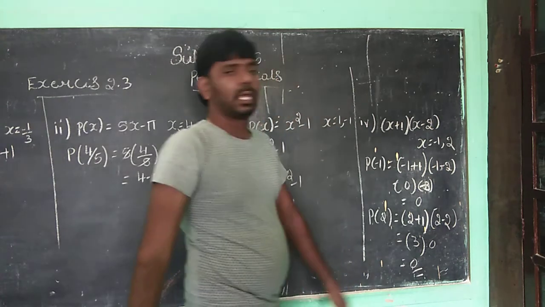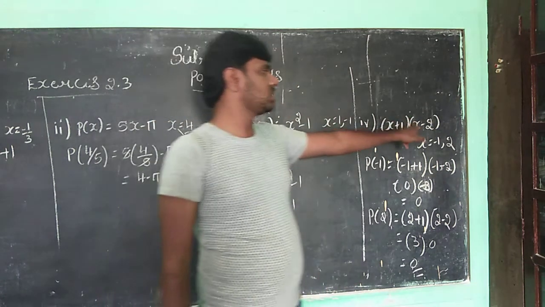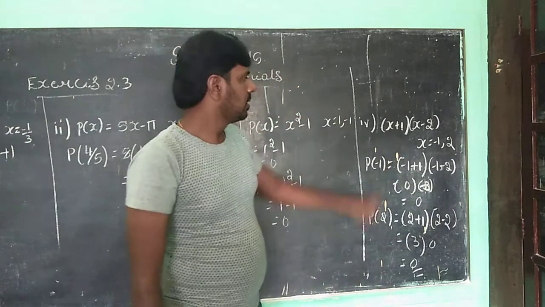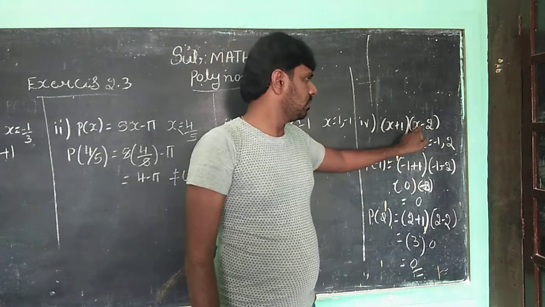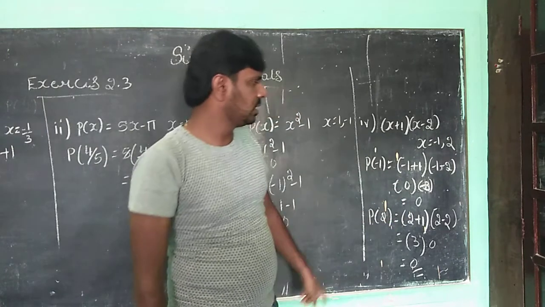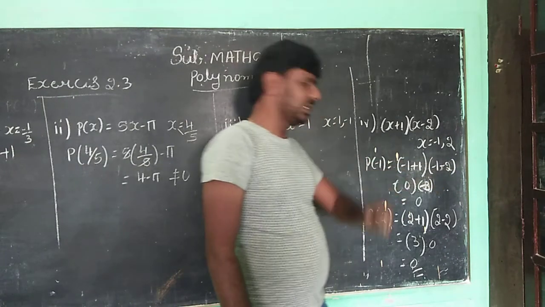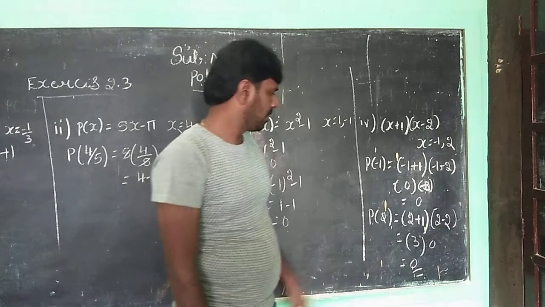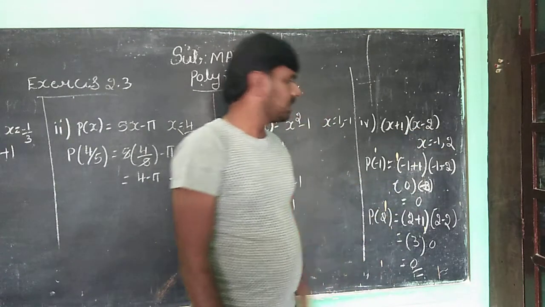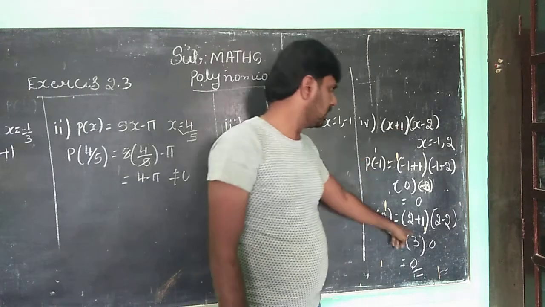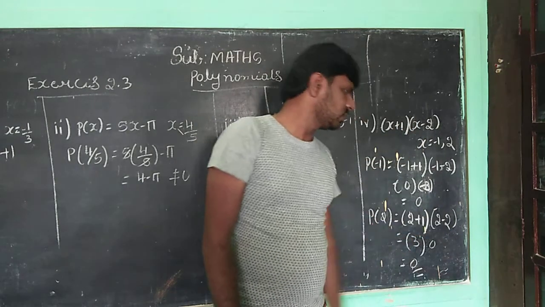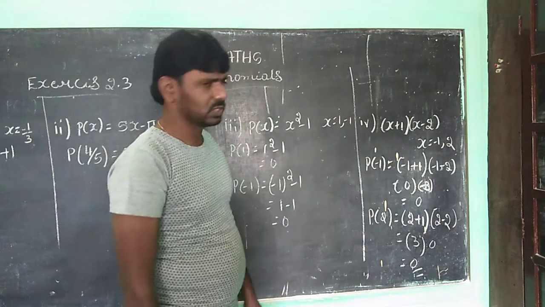See children, (x plus 1) into (x minus 2). The value of x first is minus 1: minus 1 plus 1 into minus 1 minus 2. Minus 1 plus 1 cancels to 0, minus 1 minus 2 is minus 3. Minus 3 into 0 is 0. So now we substitute p of 2. In x place we substitute 2 plus 1 and 2 minus 2. 2 plus 1 is 3, 2 minus 2 is 0. 0 into 3 is 0, children.